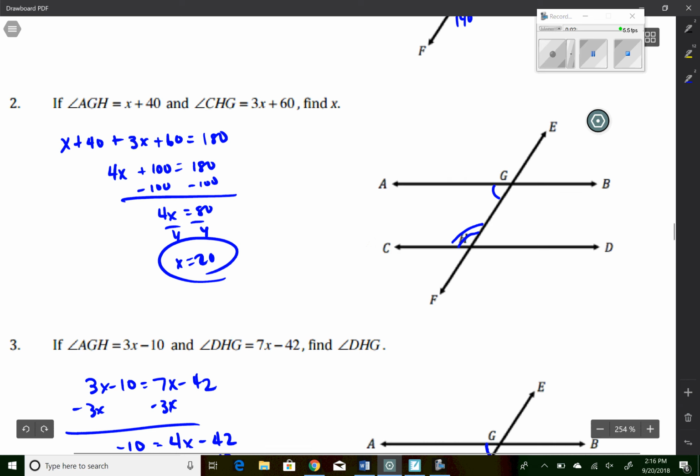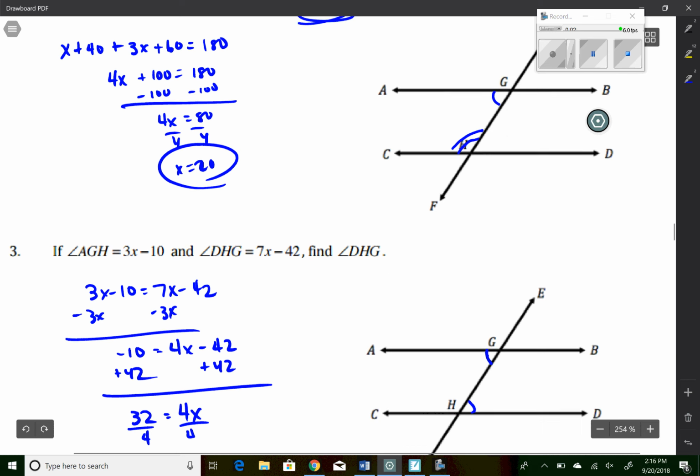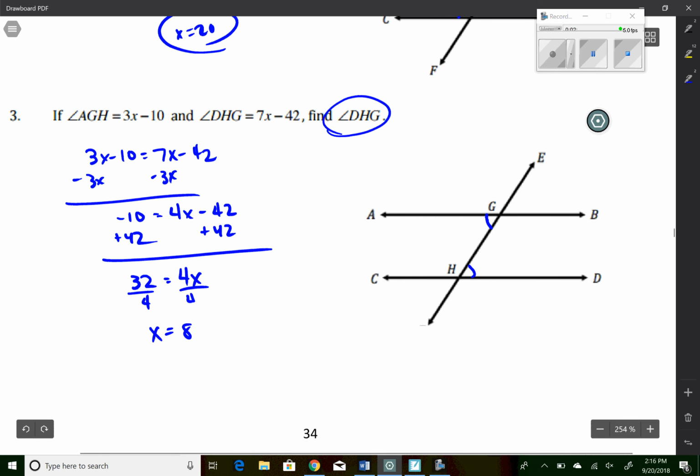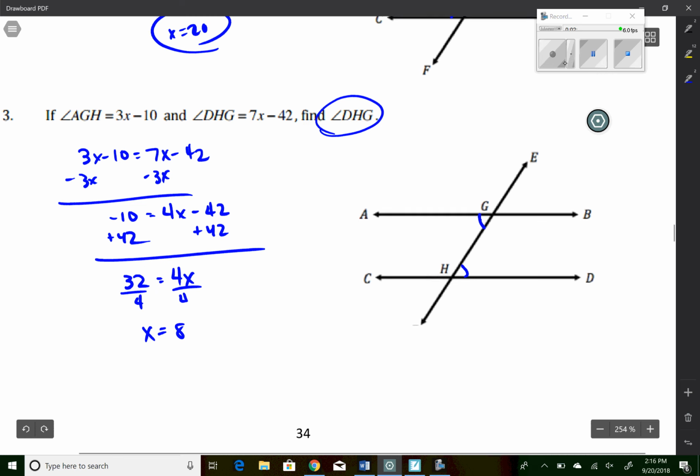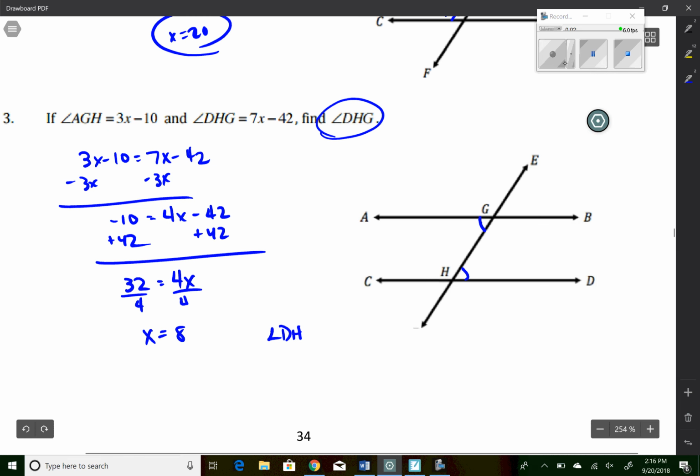Now notice here's a difference. The previous one asked us to find x, but this one wants us to find angle DHG. So now I have to plug in for angle DHG. Instead of 7 times x, I have 7 times 8 minus 42. If I plug that into my calculator, I see that angle DHG is going to be 56 minus 42, so 14 degrees.